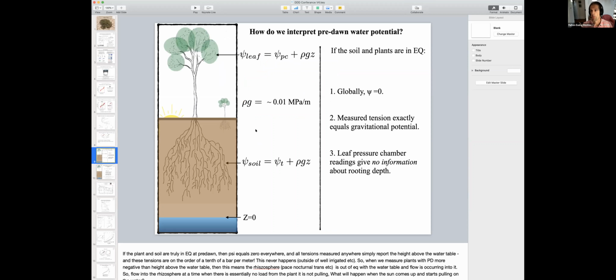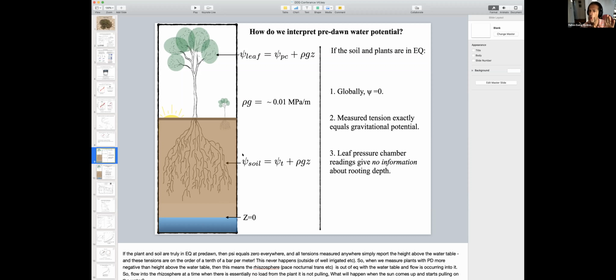All right, so pre-dawn water potential. Let's say the soil is truly, the whole system, the SPAC, is in equilibrium. What do we expect? This is something I never really thought about. I was totally shocked when a hydrologist kind of pointed this out to me. So maybe you'll find this shocking, maybe it's obvious to you. But anyways, here we go.